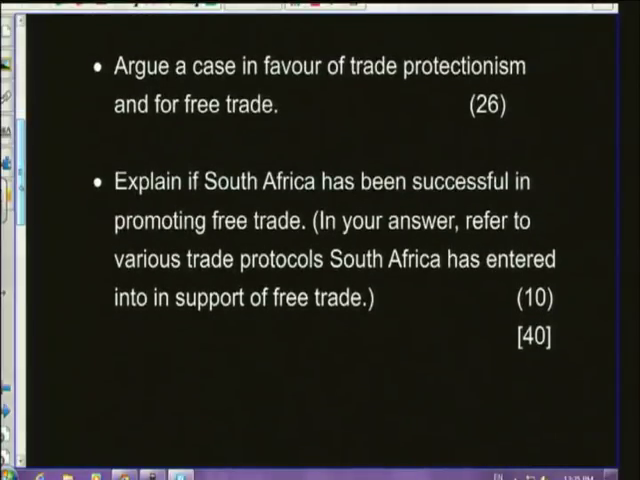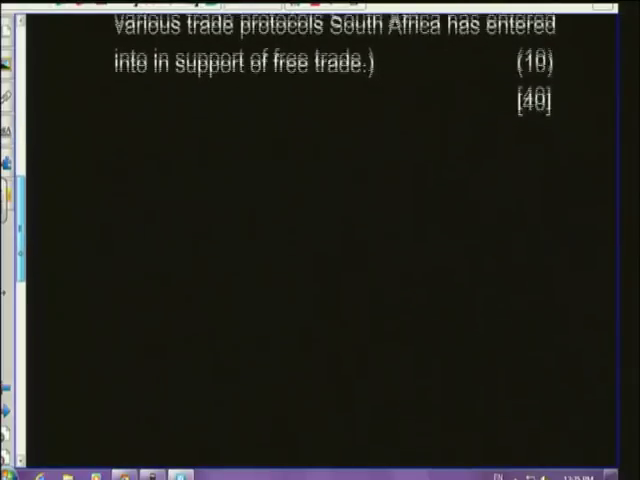And then the additional part of the question for 10 marks, explain if South Africa has been successful in promoting free trade. In your answer, refer to various protocols South Africa has entered into in support of free trade.